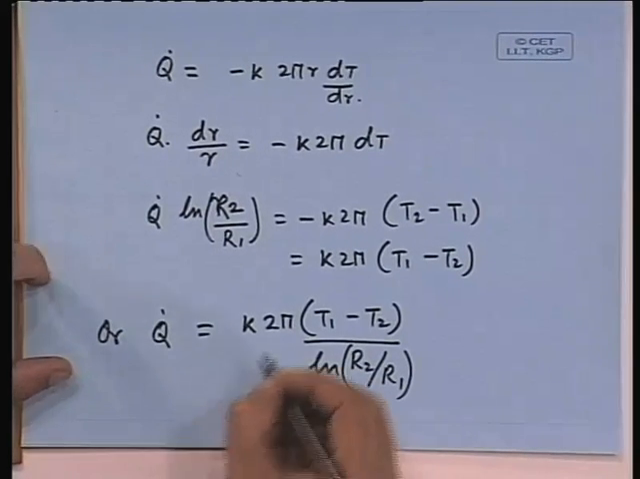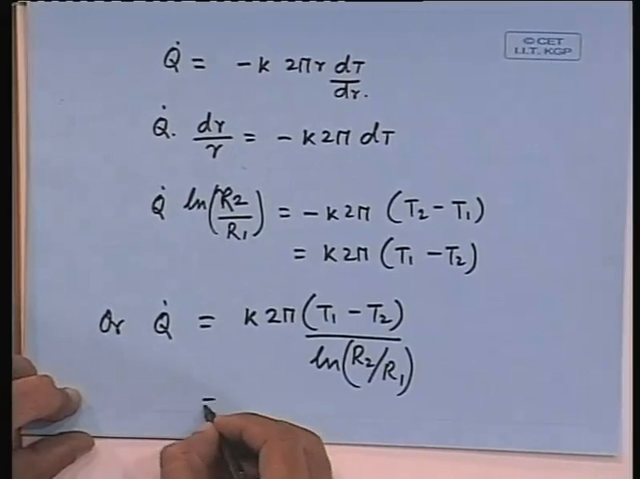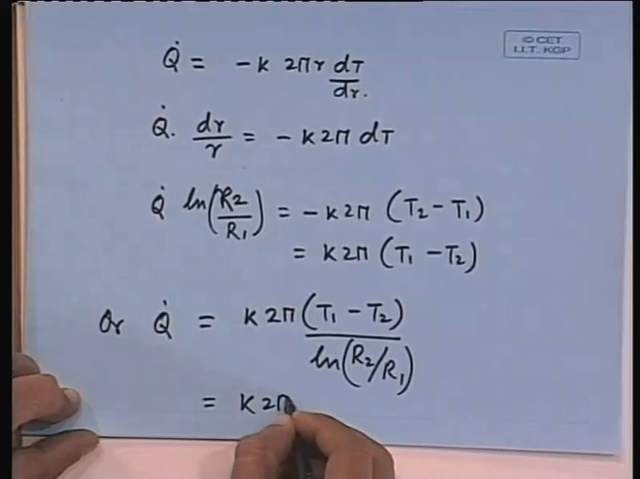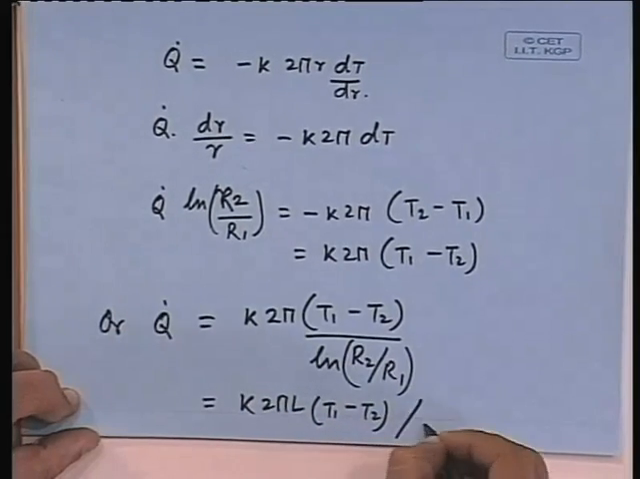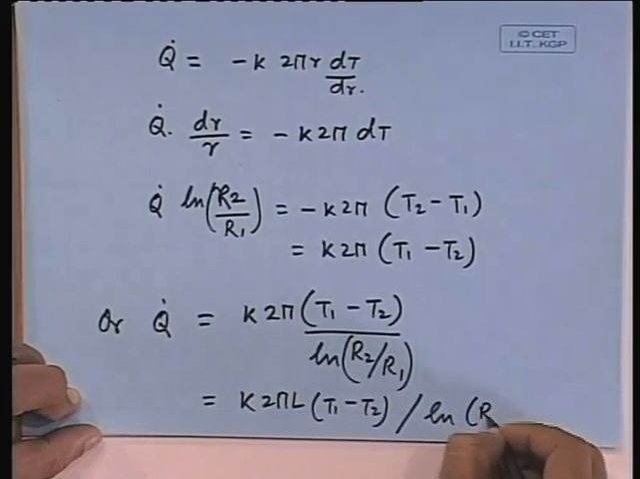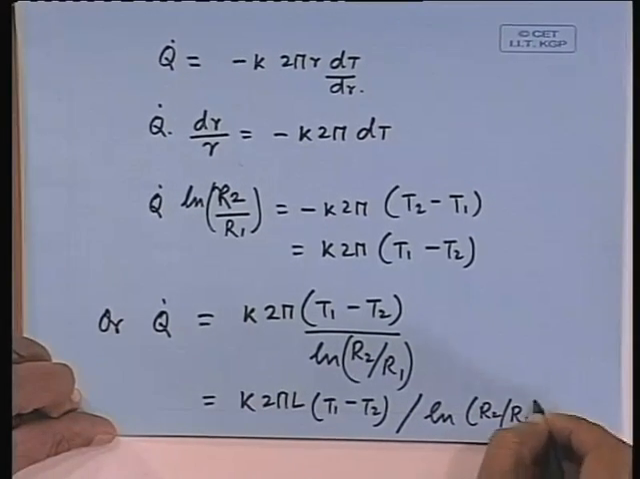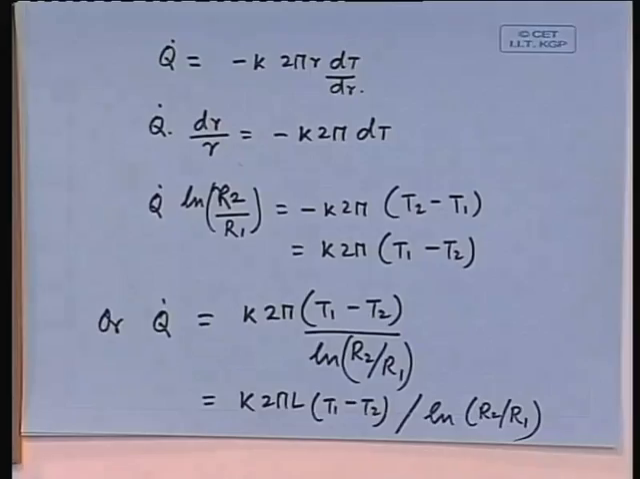or one can write taking the length into consideration, that is equal to k into 2 pi L (T1 minus T2) divided by ln r2 by r1. So, this is what we get in case of a circular cylinder when thermal conductivity is constant. All right. So, I think let us take a small break and then again we will resume from here.